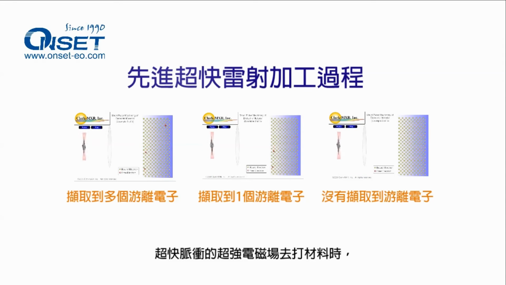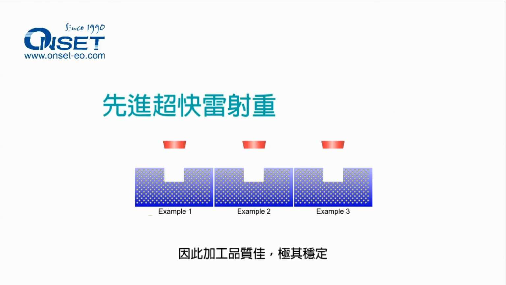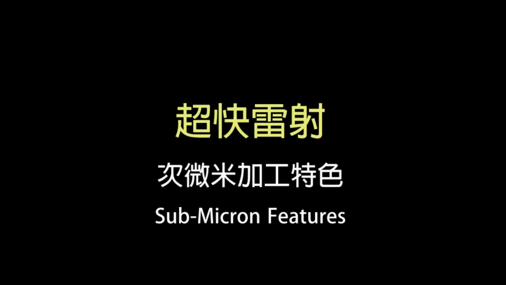Ultra-fast pulses and their extremely intense electromagnetic fields. The avalanche ionization process can start immediately, reliably, and reproducibly. This leads to high-quality machining. Submicron features.